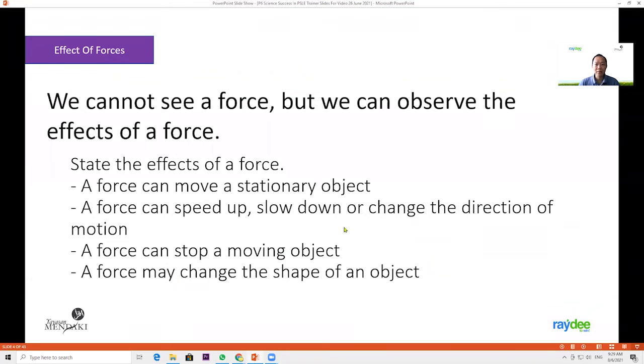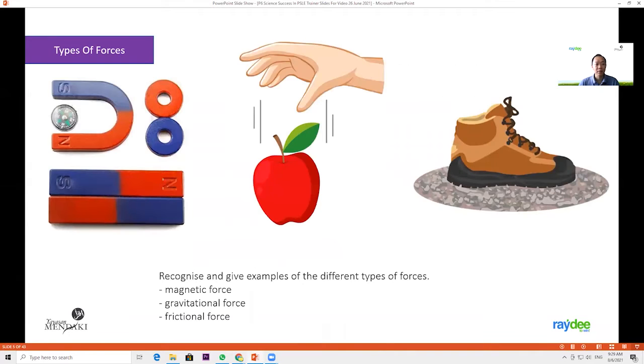So the idea here is that for forces, you actually cannot see the force, but you can observe the effects of a force. This is one concept that I want to go through with them. And the three types of forces that we're going through are magnetic, gravitational, and friction. Three.